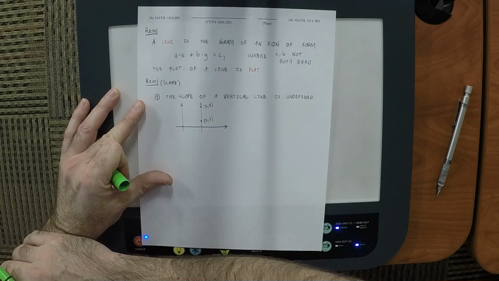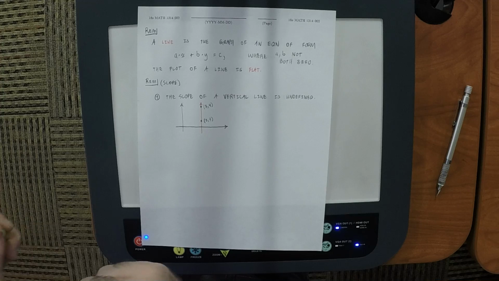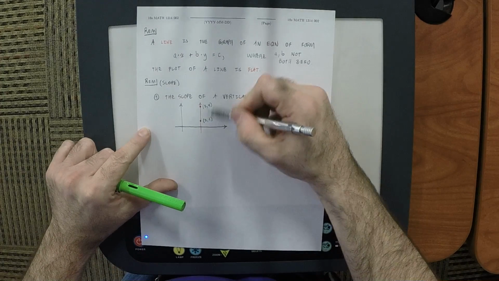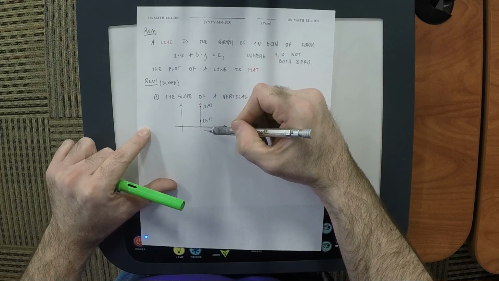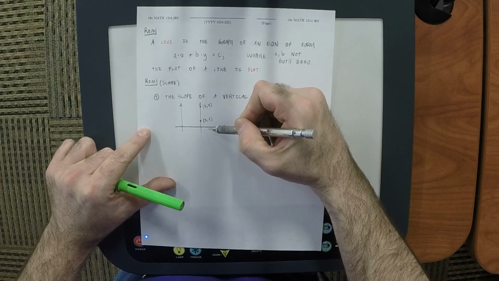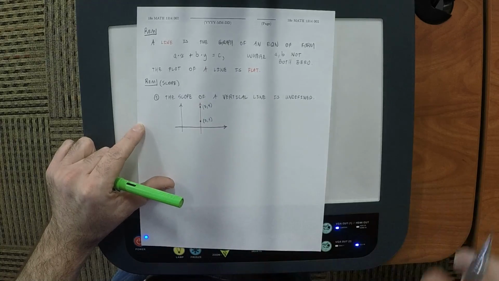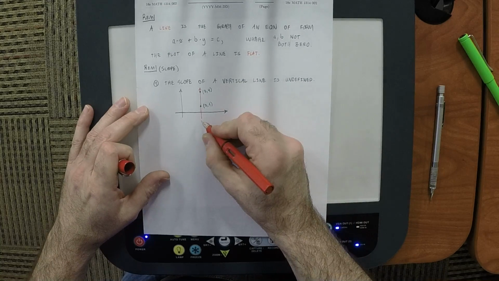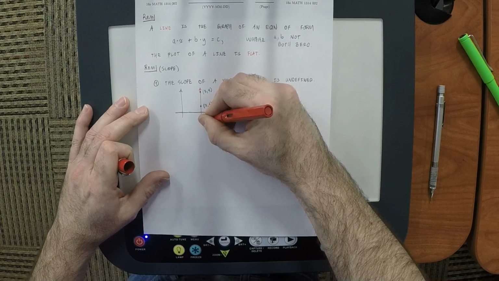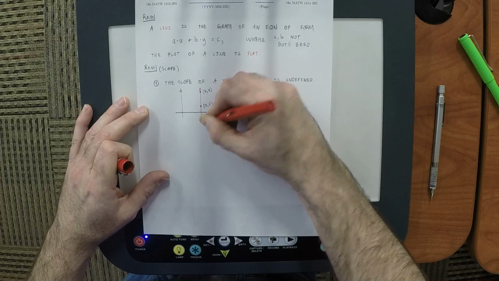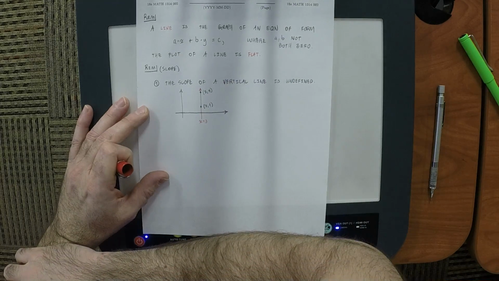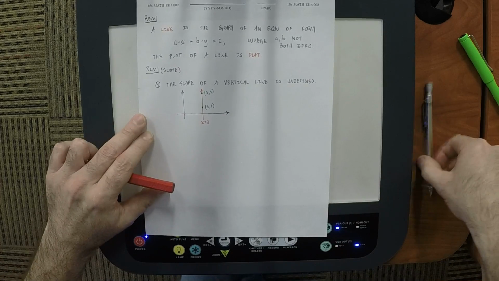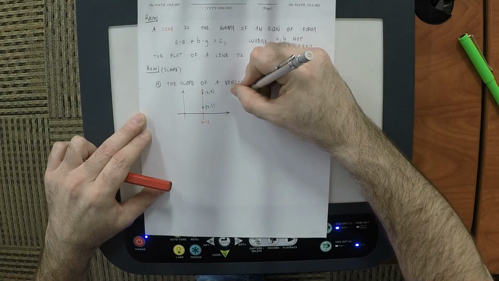Notice that the horizontal coordinates are both 3. In fact, no matter which point you select on this line, the x coordinate is 3 for every single one. As a result, the equation of this particular line is x equals 3. It's the set of all points whose x coordinate is 3. So here the slope is undefined.